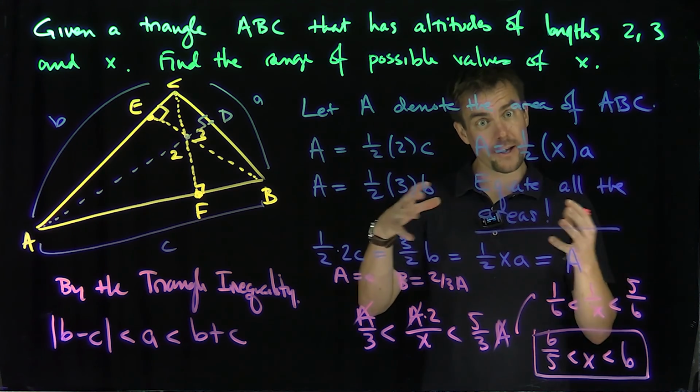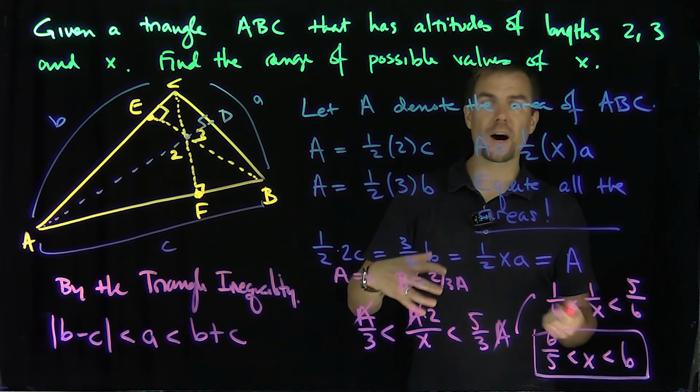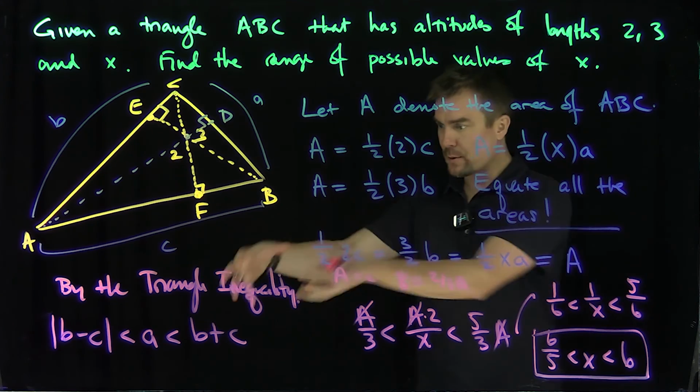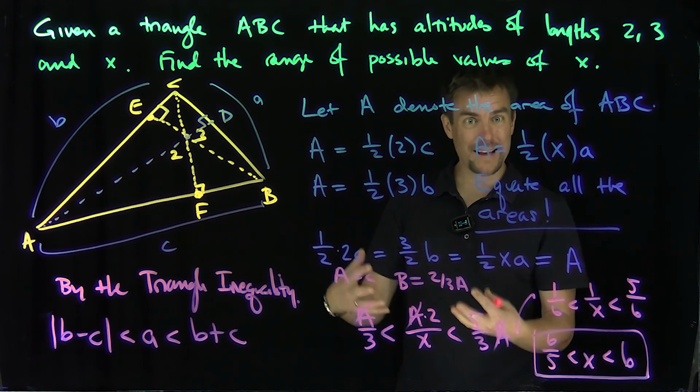So what we do is we use the area as a bridge to get from one to the other, and then we equate the areas and use the triangle inequality to determine the range of that last altitude.